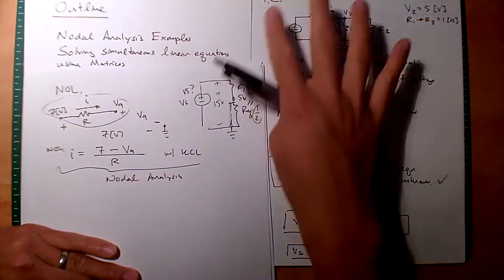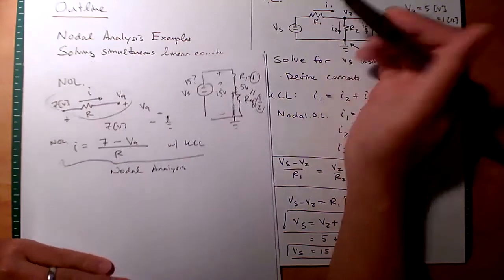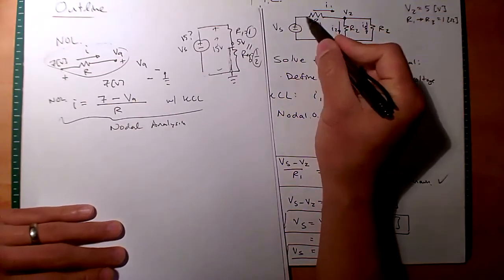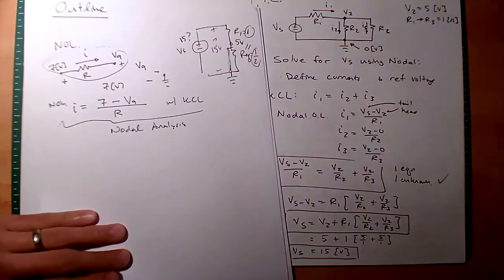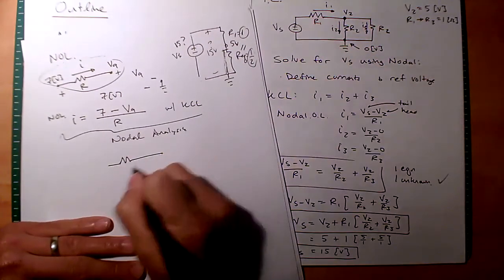So I hope this first nodal Ohm's law example makes sense. But one thing I want you to be very careful of is identifying the node voltages. And I do want to highlight, while we're here, this example. So let's say we had a situation like this.